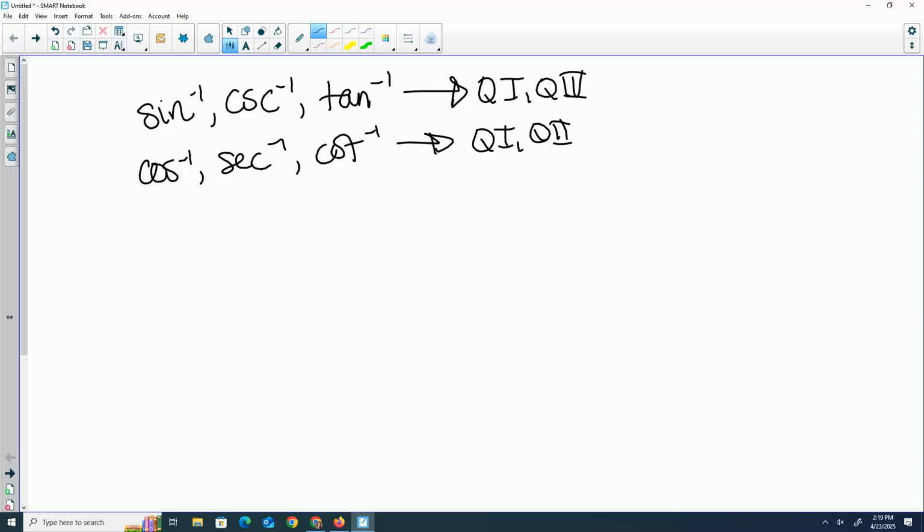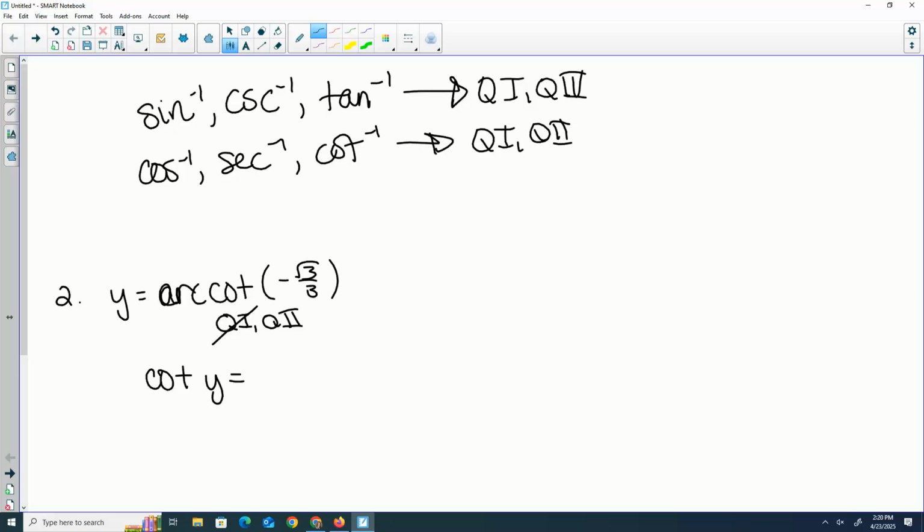If I look at just a couple of these, like number 2, it says y equals arc cotangent of negative radical 3 over 3. So I'm starting with an inverse, which means I'm only going to get one answer. When it's cotangent inverse, my answer could be in quadrant 1 or 2. Which one is it? 2, because it's negative. So what I'm asking myself is, when is cotangent equal to negative radical 3 over 3?